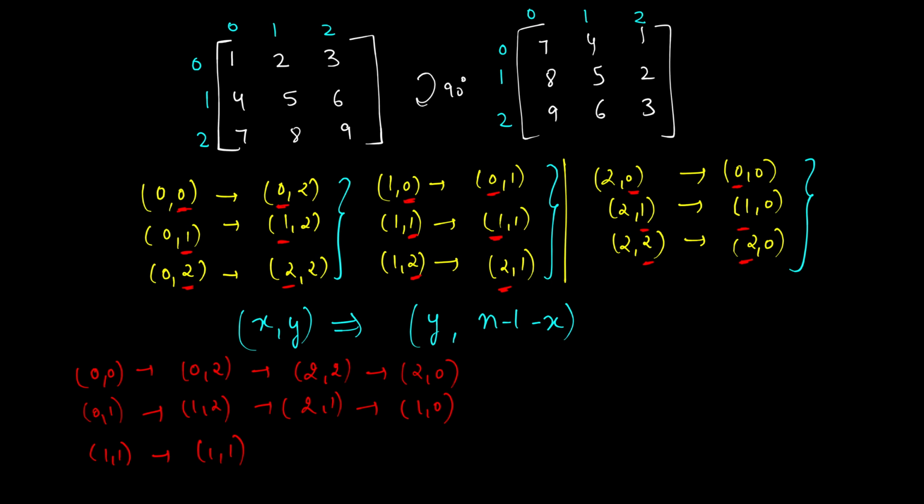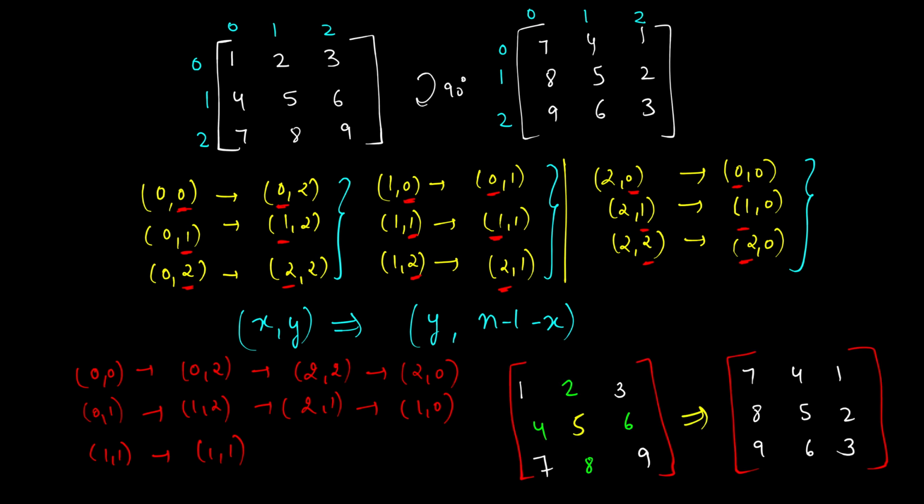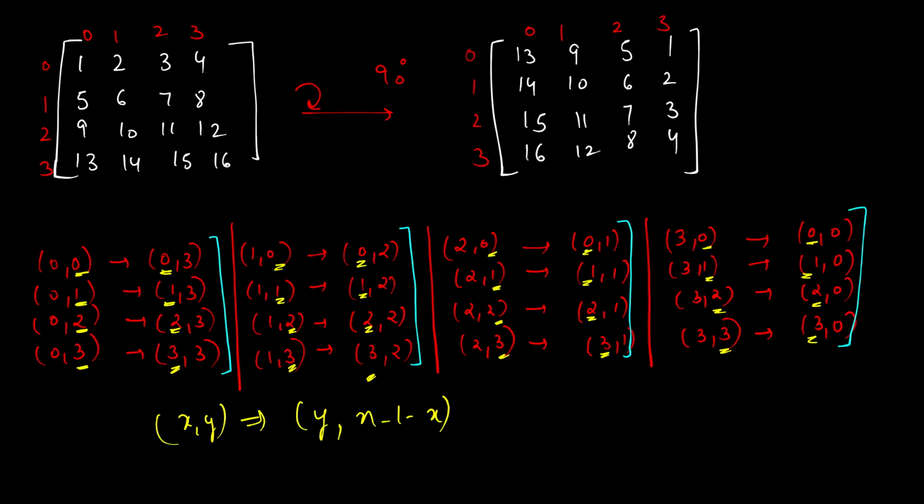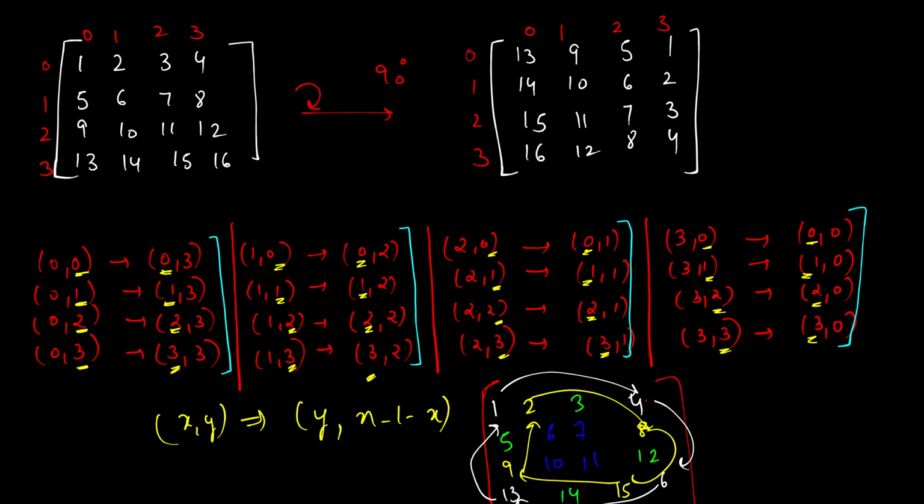Similarly, if we start with 0, 1, the final 0, 1 goes to 1, 2, 1, 2 goes to 2, 1, and 2, 1 goes to 1, 0, and the last element, which is 1, 1, remains at the same position. Similarly, let's take another example of a 4 cross 4 matrix. Even in this example, 1 comes at 4's position, 4 comes at 16's position, 16 comes at 13's position, and 13 comes at 1's position. Similarly, 2 comes at 8's position, 8 comes at 15's position, 15 comes at 9's position, and 9 comes at 2's position, and the last spiral 6, 7, 11, 10 is also swapped.